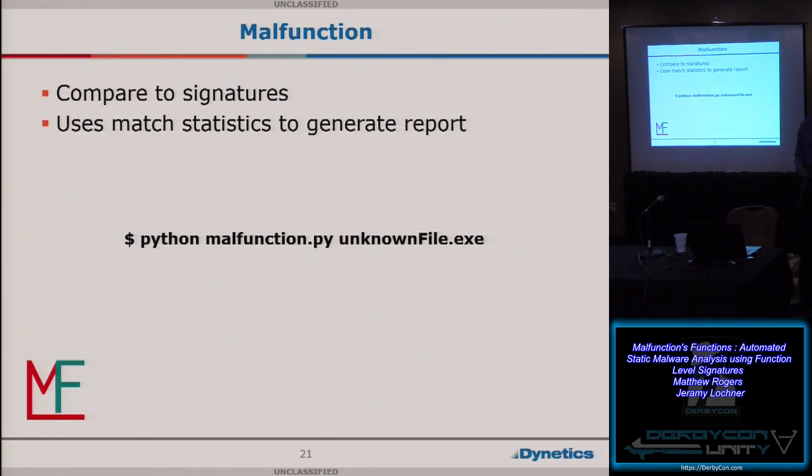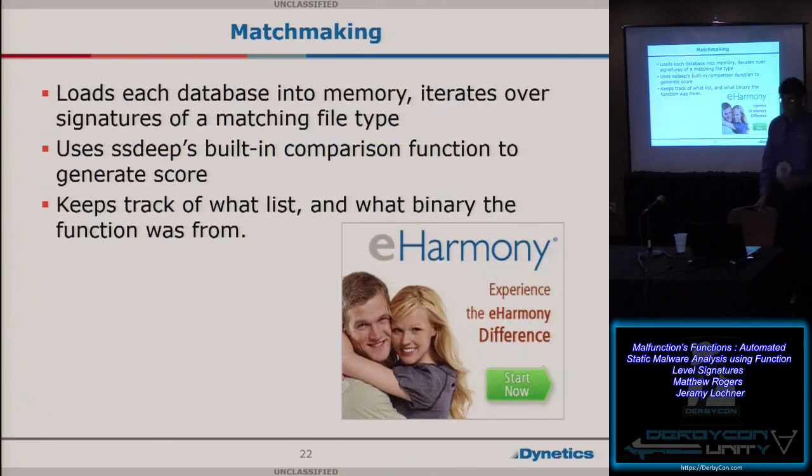Malfunction is very simple to run. All you really have to do is give it the Python malfunction command, then give it a file name, and from there we can do some analysis and run some tests on it. So once you give malfunction an unknown file, it will load each database into memory, and then iterate over all signatures of a matching file type.